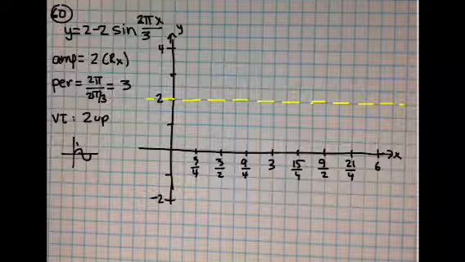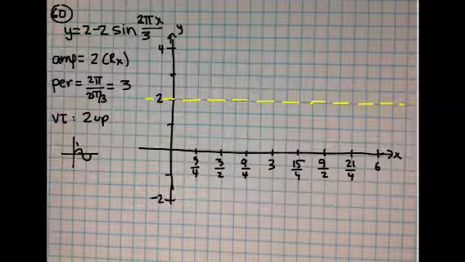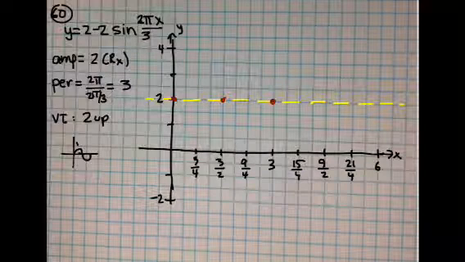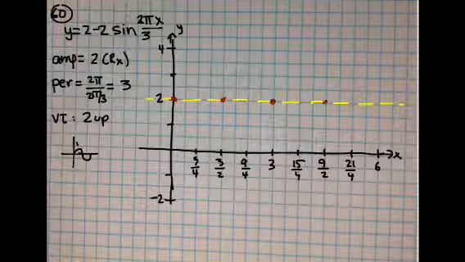So the zeros are beginning, middle, and end. And I drew the yellow line to show the vertical translation. Okay, so here's the beginning, here's the middle, and here's the end. Okay, so that 3 is the beginning, and then there's the middle, and then there's the end.